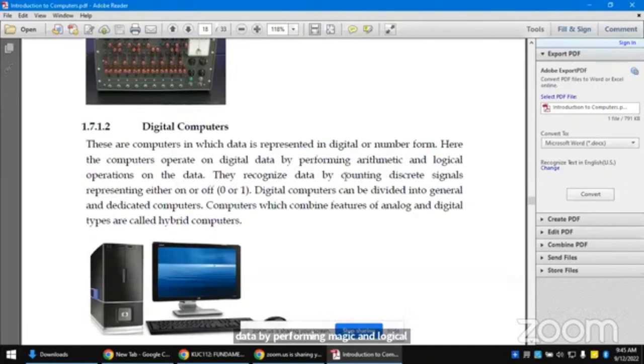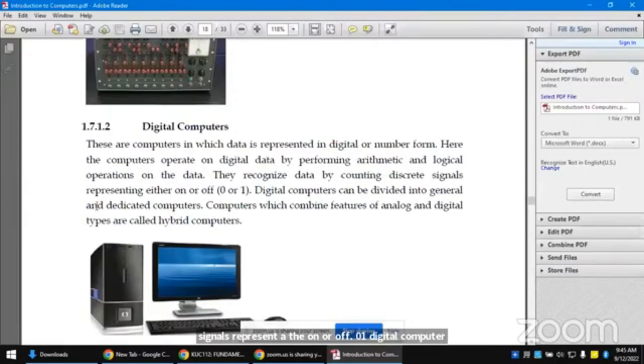They recognize data by counting discrete signals, represent either on or off, zero or one. Digital computers can be divided into general and dedicated computers.